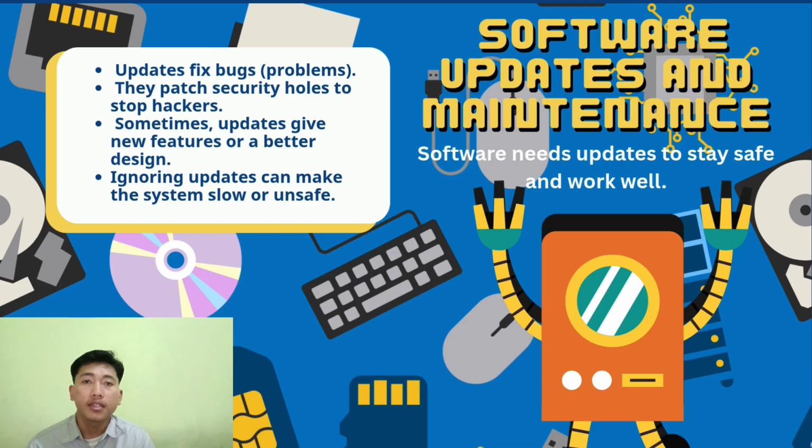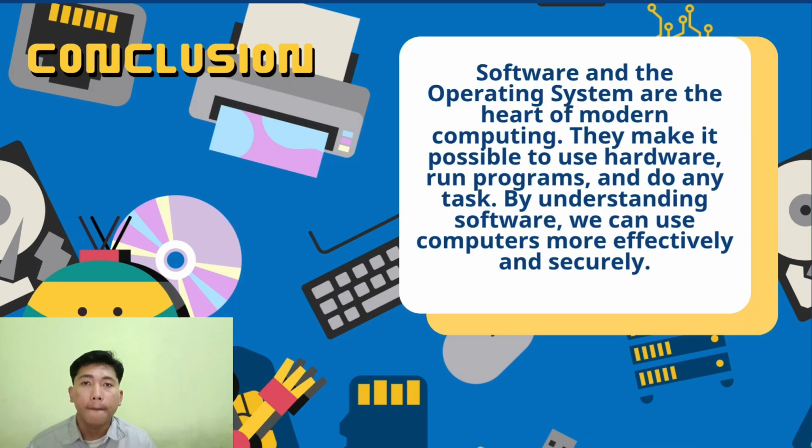Software updates and maintenance. Software needs updates to stay safe and work well. Examples of updates: 1. Updates fix bugs for problems, and they patch security holes to stop hackers. Sometimes updates give new features or better design. Ignoring updates can make the system slow or unsafe.